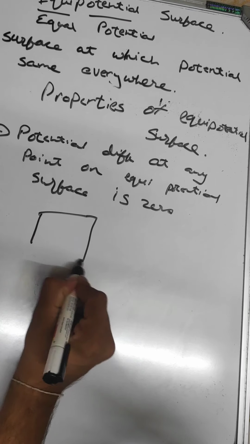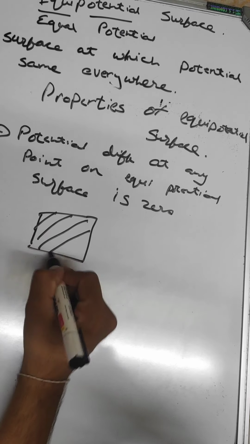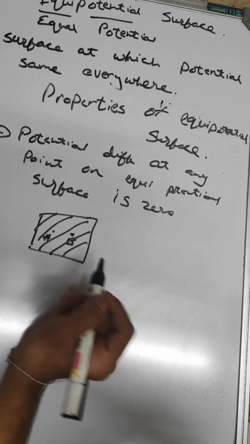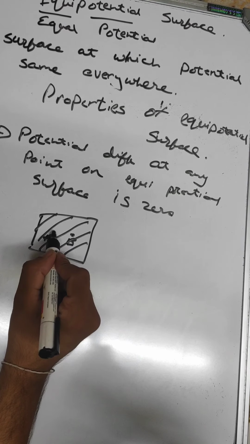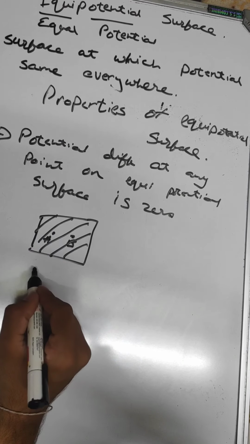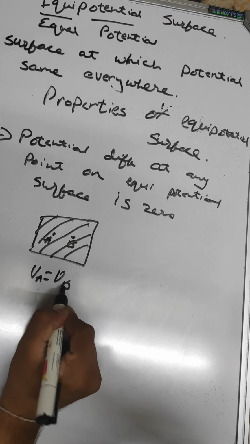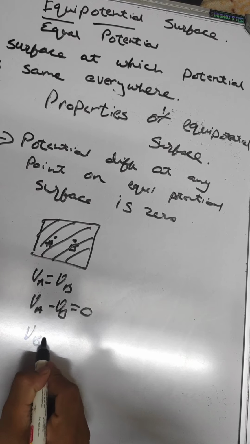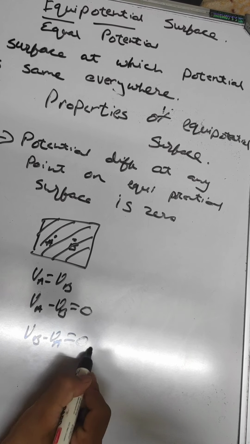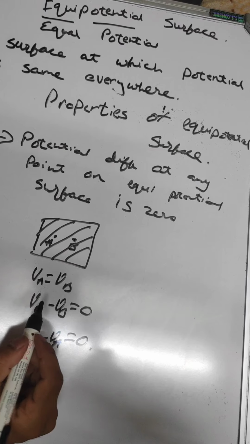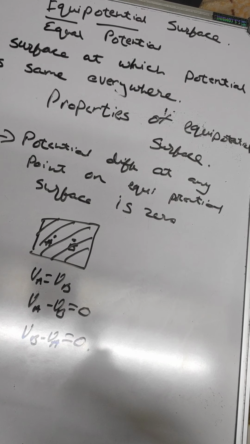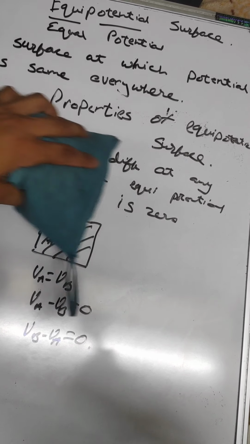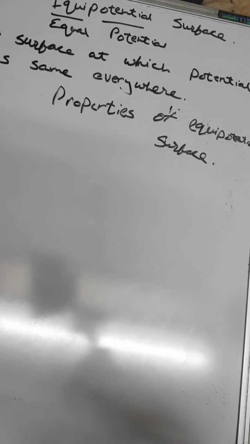If this is an equipotential surface, then the potential at any two points will always be equal. Suppose A and B, then the potential at this point and this point will always be equal. VA will be equal to VB, so VA minus VB will be equal to 0, or VB minus VA will be equal to 0. So the potential difference will be equal to 0. I hope this is very clear to you all. Then we'll move towards the second property.